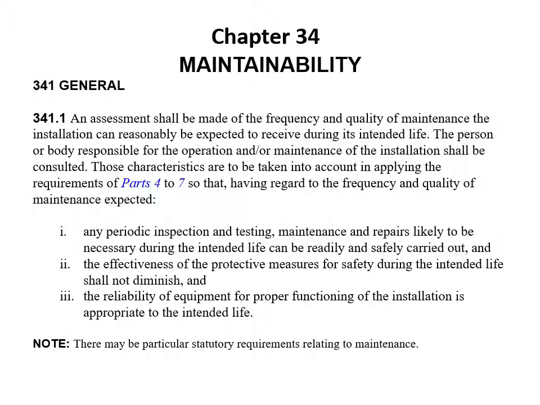Now, Chapter 34 is maintainability. Every system needs to be assessed for the frequency and quality of maintenance that can be reasonably expected to be received during its life. Anybody designing the system needs to design in things like access and ease of maintenance. And the designer needs to start looking at periods between inspections and testing. Maintenance is likely to be necessary during the intended life of the piece of equipment, and the effectiveness of the protective measures for safety during the intended life, making sure that they don't diminish.